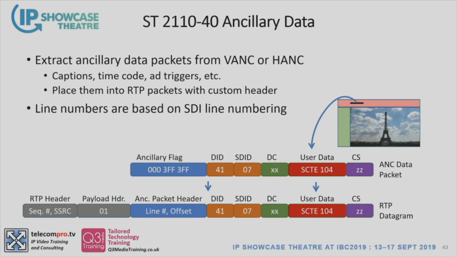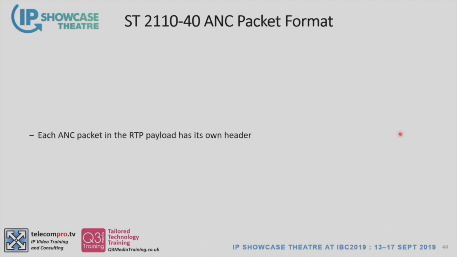The one difference is that with 2110-40, the line numbers that are carried in this field apply to the SDI signal. With 2110-10, we only care about rows of pixels, so the row numbers that are in the SRD data do not match the line numbers that are in the ST2110-40 individual packet subheader.